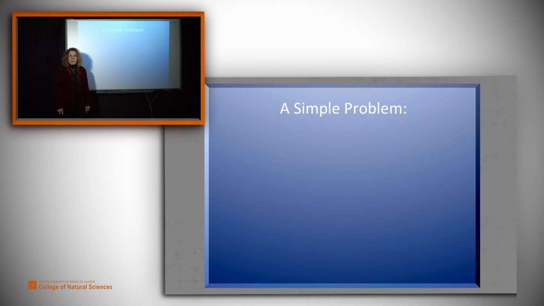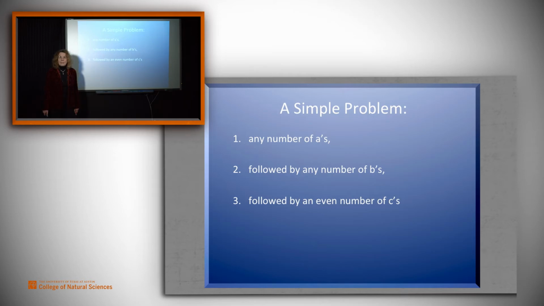So let's consider the problem that we want to solve. We want to build a machine that accepts strings that meet a set of requirements. We're looking for a pattern. And here are our requirements. The string has to have any number of A's, including 0, followed by any number, including 0, of B's. Finally, followed by C's, but there have to be an even number of C's, and then nothing else after that. All right, so those are the strings we want to accept. Anything else needs to get rejected.